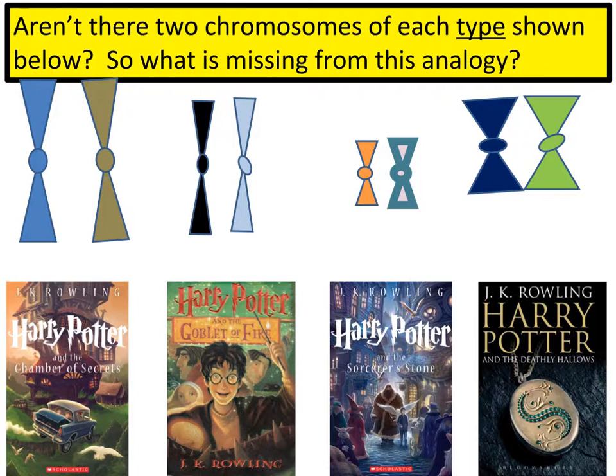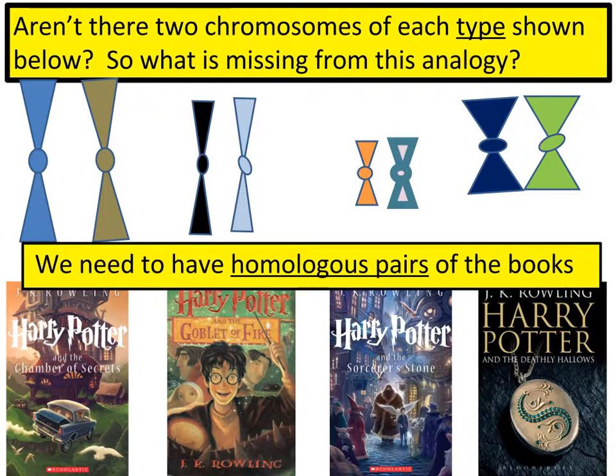So what needs to be done? Aren't there 2 chromosomes for each type shown below? So what is missing from this analogy? Well, hopefully you said we need to have homologous pairs of books. Just like we had homologous pairs of chromosomes, we need homologous pairs of books for this analogy to work well.